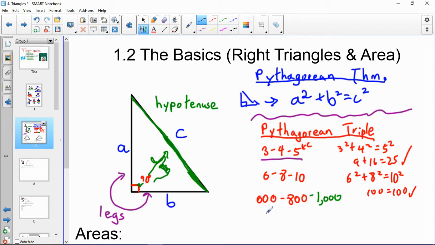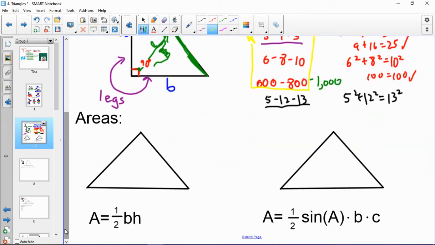For example, another one would be 5, 12, 13, where you get 5 squared plus 12 squared equals 13 squared. And that also checks. But I will tell you from experience and from understanding how the SAT works that the 3, 4, 5 rule is something you're going to want to remember, and you're going to want to be able to use it extensively for multiples of that Pythagorean triple. And with that knowledge, we're going to move on to talking about areas.